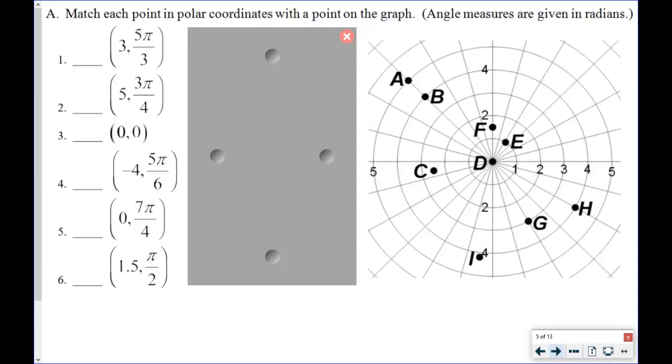In your note packet on page 2, we want to match each of the polar ordered pairs with the corresponding point on the graph. First example here, we have the point (3, 5π/3). When we're working with polar ordered pairs, I tend to look up the angle first and then count out the radius. I think it's easier. So let's take a look at the angle 5π/3 and find that on this graph. Then once I've got it, I'll mark it so that I don't have to think about it again.